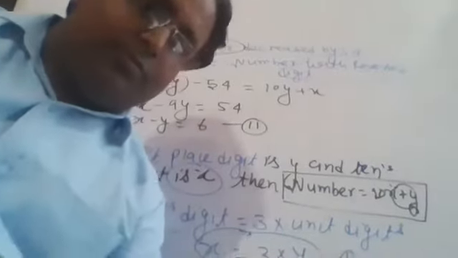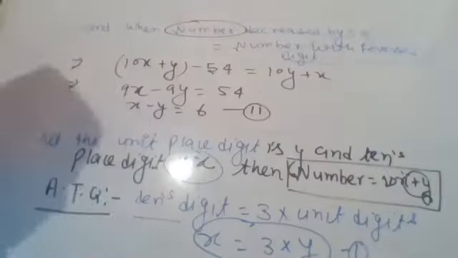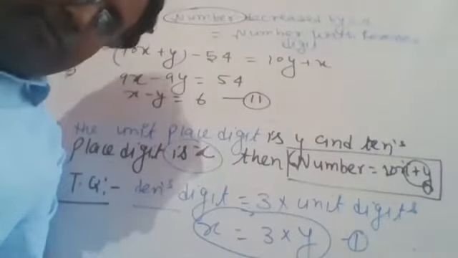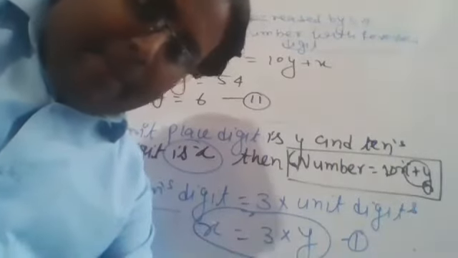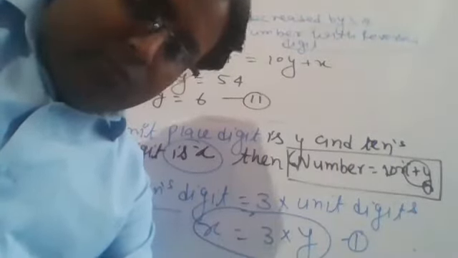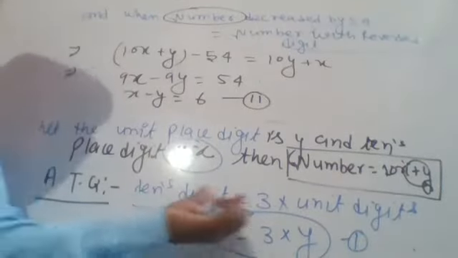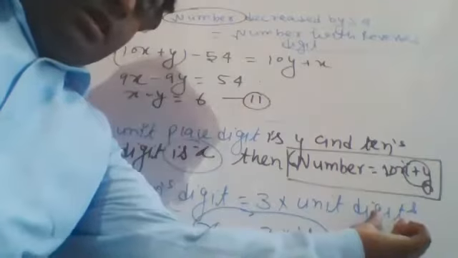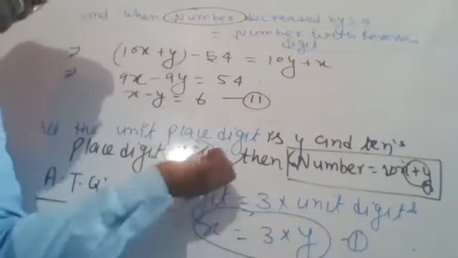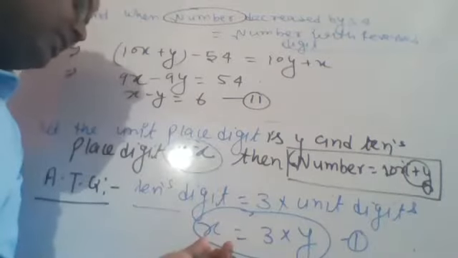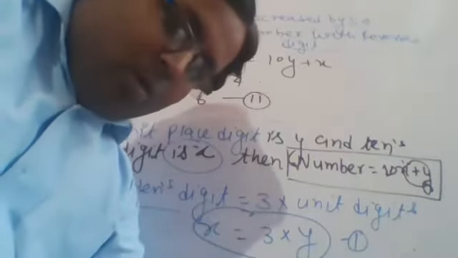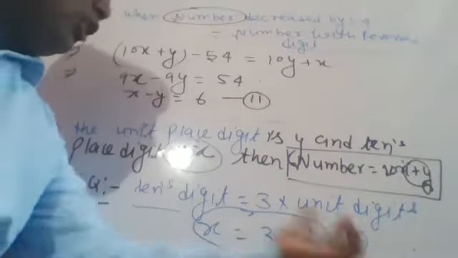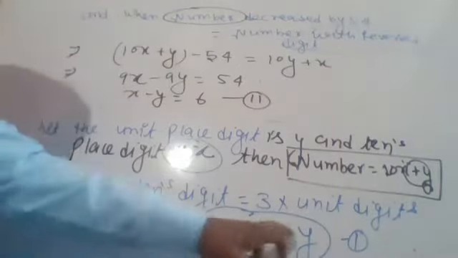Just write down. I think now it is visible to all of you. Be concentrated and look at the board, everyone. Now, talking about the first statement: tens digit is equal to 3 times the unit digit. Tens digit means the digit at the tens place, which is x, is equal to 3 times the unit digit, and the unit digit here is y. So we get x is equal to 3y. This is the first equation, everyone.